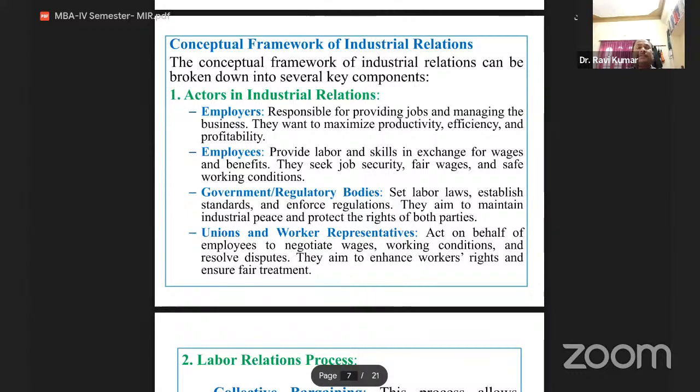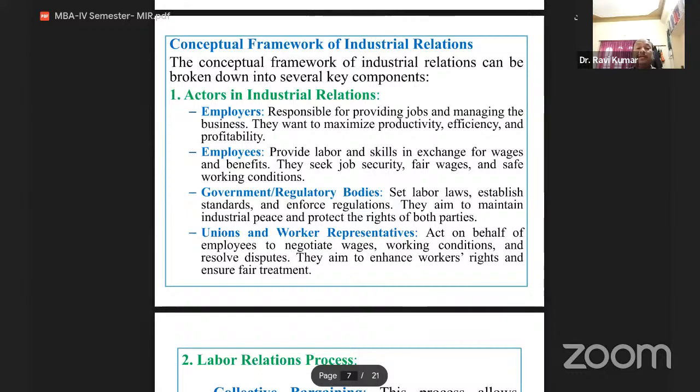Yes. If there are disputes or issues, the organizations or institutions cannot run positively, because they need peaceful activities. And unions and worker representatives act on behalf of employees to negotiate wages, working conditions, and resolve disputes. They aim to enhance the workers' rights and ensure fair treatment.